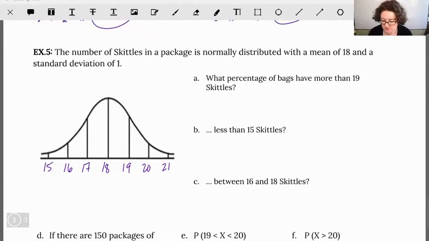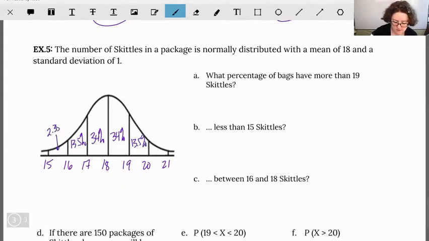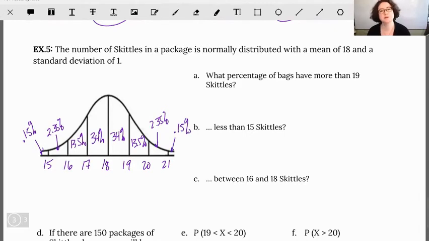Okay, so what percentages of bags have more than 19? We need to know what percentages, so label those in. And again, you'll notice every time I'm labeling these, I always just tend to start with the middle. That's just the way I have them memorized. 2.35. And again, whether you can draw a perfect bell curve or not does not matter. It really just gives you that visual organization to know what pieces you need to add together.